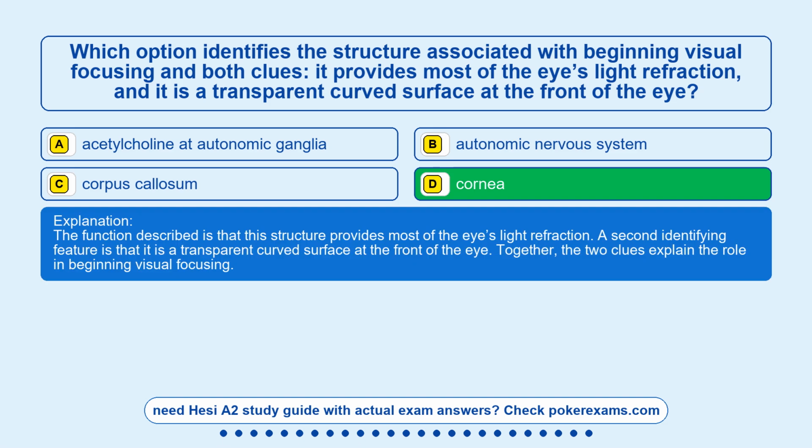The function described is that this structure provides most of the eye's light refraction. A second identifying feature is that it is a transparent curved surface at the front of the eye. Together, the two clues explain the role in beginning visual focusing.